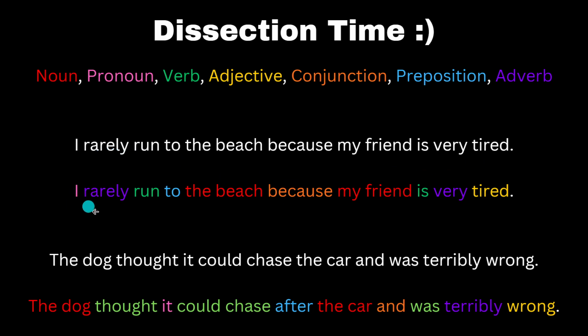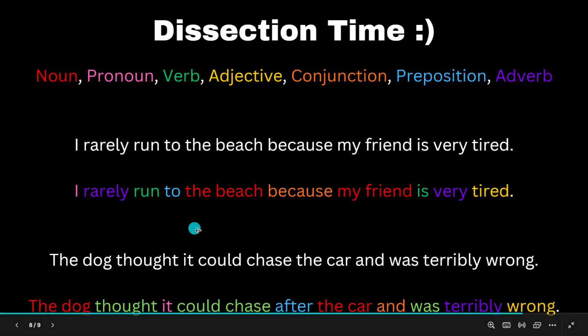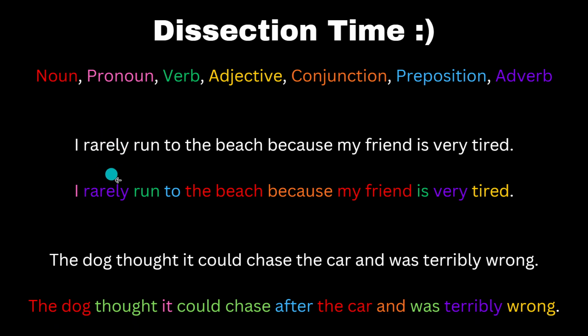I rarely run to the beach because my friend is very tired. I is obviously a pronoun because it's substituting yourself. You're not going to refer to yourself as a name. This is kind of like a more complicated version of what we did before.